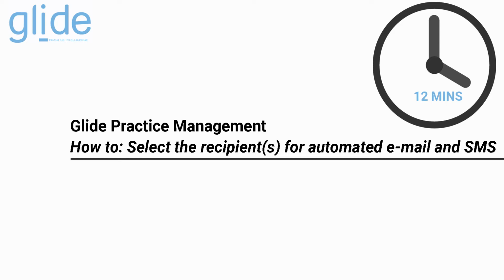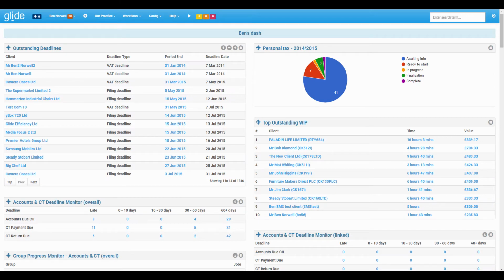Hi, we're doing a short video here to explain how you go about ensuring that your email and also SMS messages reach the intended recipients. First of all, let's just have a look at where you would be making the settings.